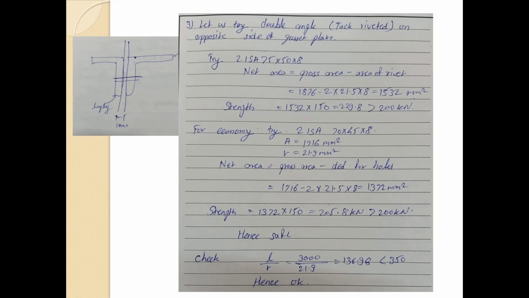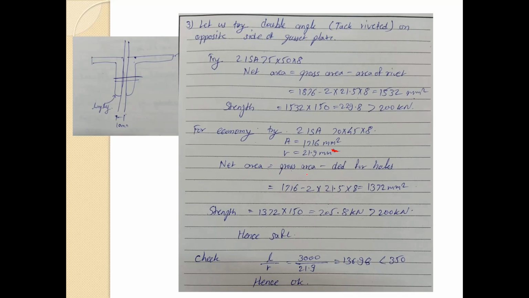So the strength becomes 1532 into sigma_at, that is 150, so that becomes 229.8. This is greater than the 200 over here. So for economy, again we are reducing that section. We are trying 70 by 45 by 8. The area is 1716, r is 21.9 mm, not mm square, this is mm.